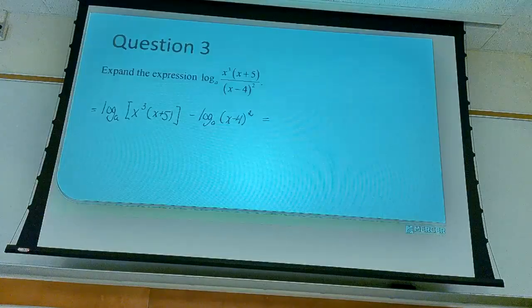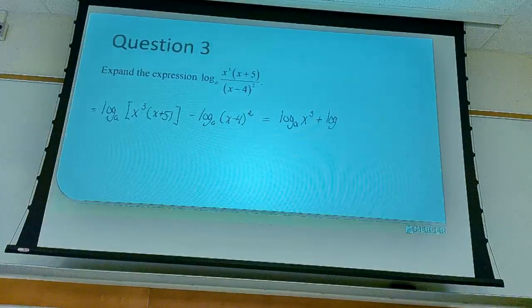Now if you look at that first log, and so again, just keep going piece by piece until it's fully expanded. And that first log, it's log of a product, right? So you started out doing the quotient. So first log we can write as a sum. Now look at that second piece, the minus.